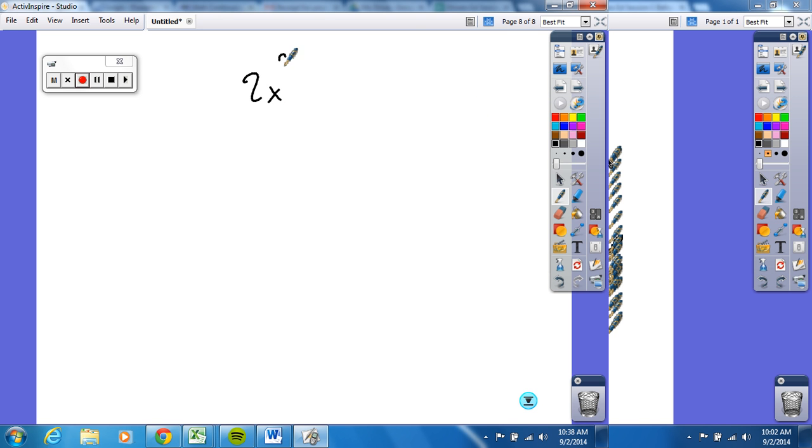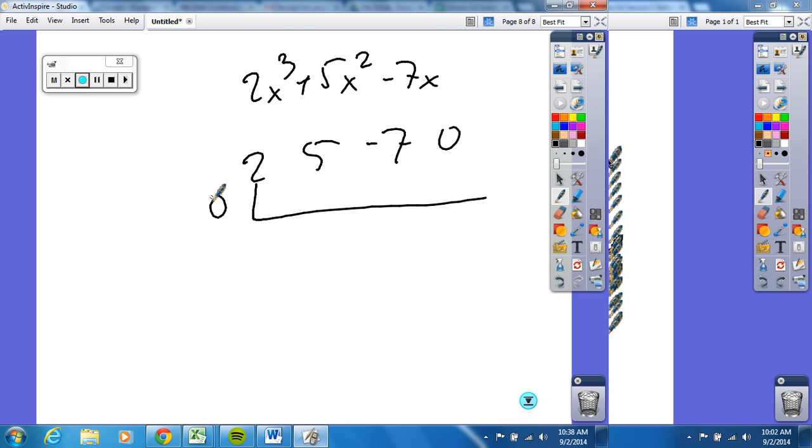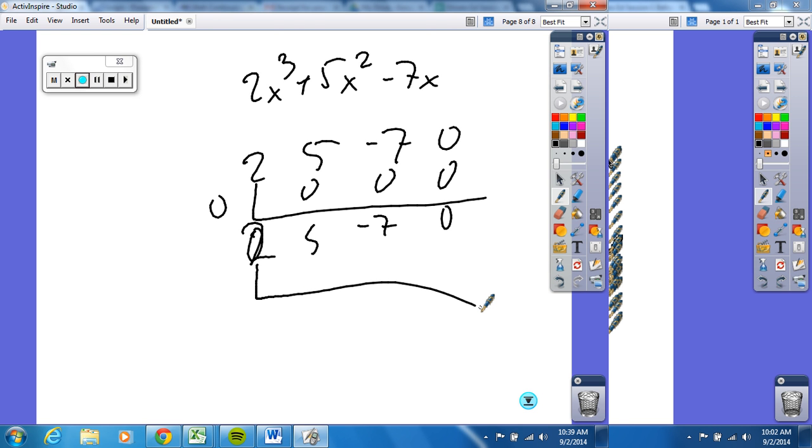If I had 2x cubed plus 5x squared minus 7x, okay? So notice you would have 2, 5, negative 7, and 0. We know for sure what value works. 0, and that would give me 2, 0, 5, 0, negative 7, 0, 0. Look, it worked, huh? And what do all these guys have in common? An x, so I have a 0, right? And then now I say, okay, now that's 2x squared plus 5x minus 7, and I can keep going as well. This will help us find other zeros.